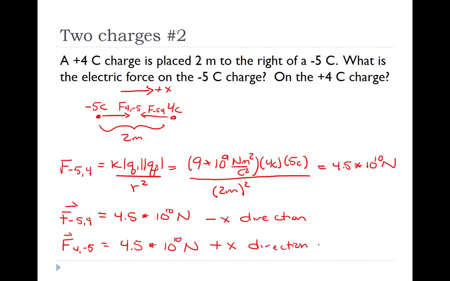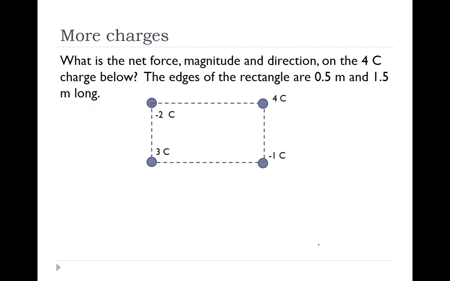Now, those two weren't so bad. But part of that is because we're only dealing with 2 charges here. So what if there are more charges? What if we had 4 charges, for example?